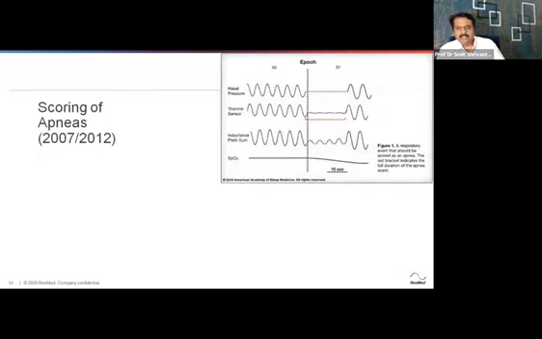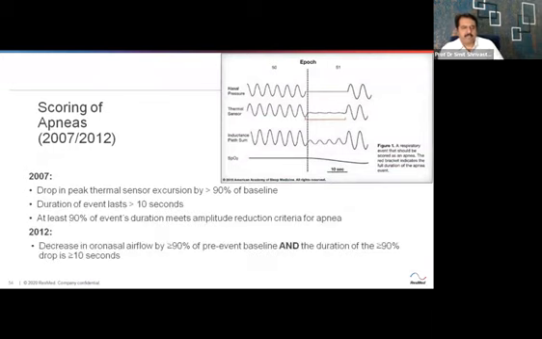Scoring of apneas has evolved over time. In 2007, the guidelines suggested the peak thermal sensor excursion by more than 90%, duration of event lasting 10 seconds, and at least 90% of the event's duration meeting the amplitude reduction, that is the 30% criteria, for hypopnea and apnea.